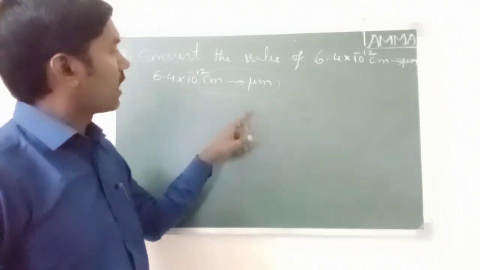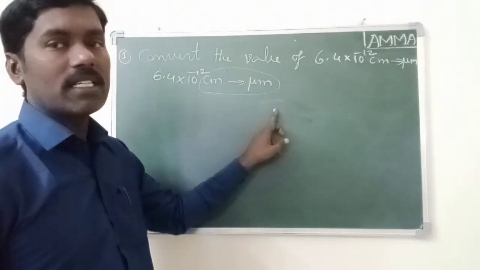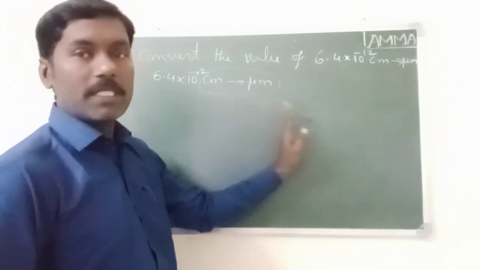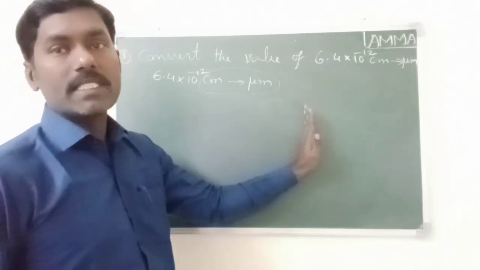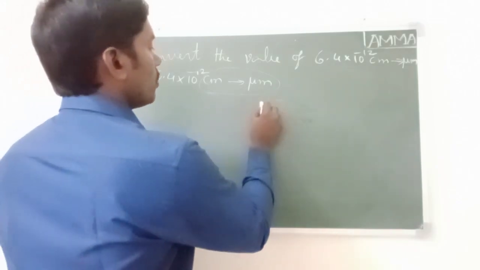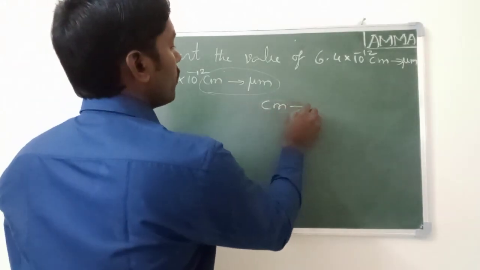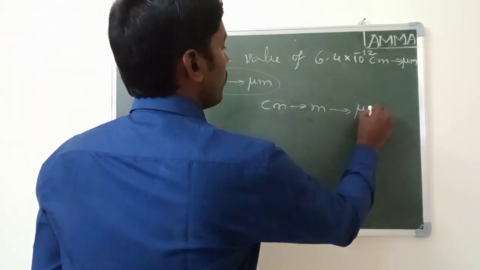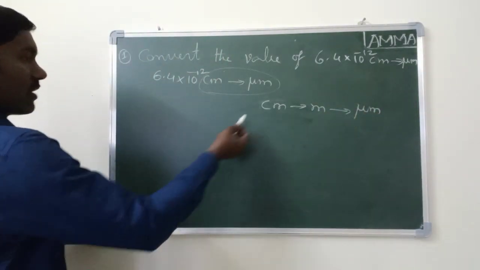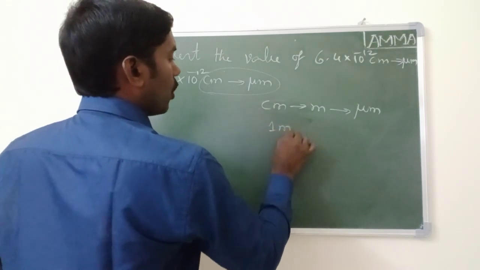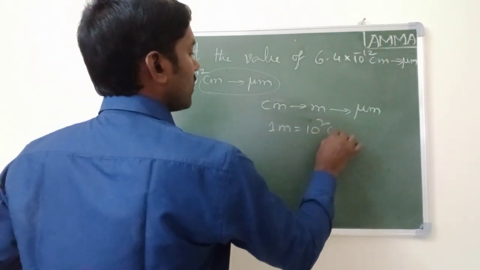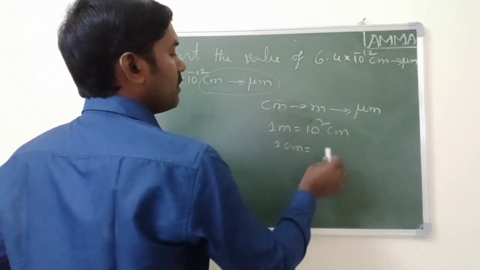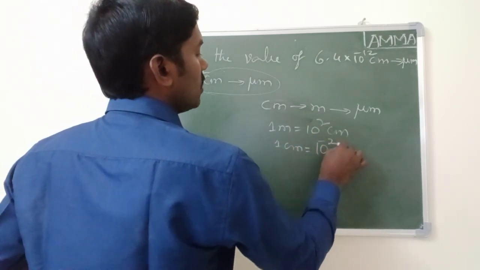There is no direct relation between centimeters and micrometers. But we have to convert this value from centimeters to meters, and after that, from meters to micrometers. There is a relation between centimeters and meters as well as between meters and micrometers. So first of all, centimeters to meters, after that, meters to micrometers. Okay, students? First of all, 1 meter is equal to how many centimeters, students? 10 square centimeters. As well as 1 centimeter is equal to how many meters? 10 power minus 2 meters.